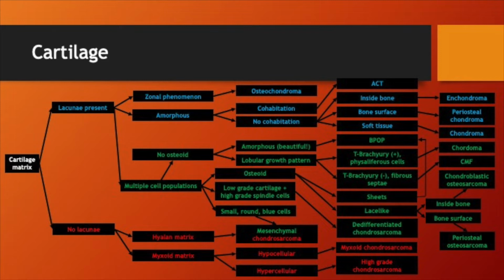Again, you'll see a few things on this slide that need immunohistochemical staining or need to know the location of this particular tumor. Are you inside a bone, in soft tissue, or stuck to a bone surface?